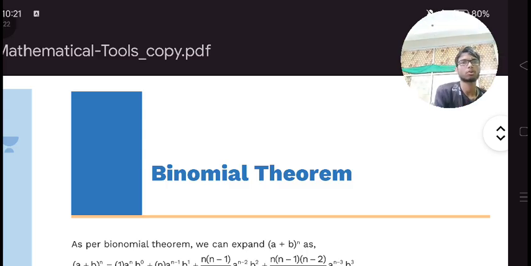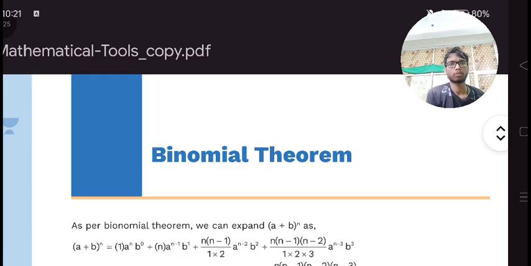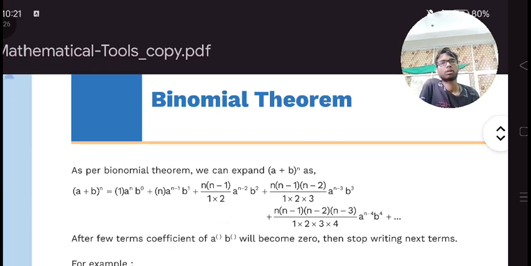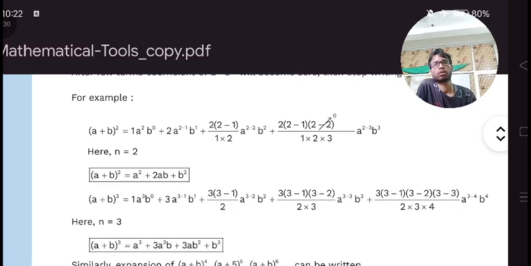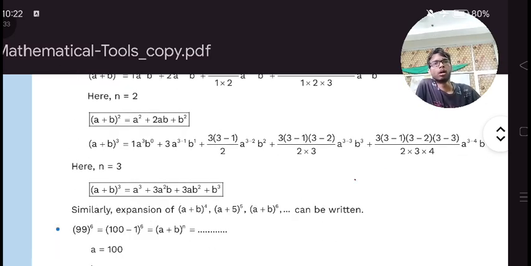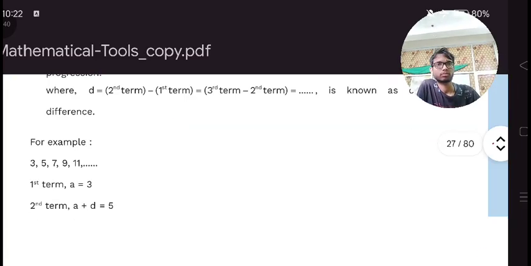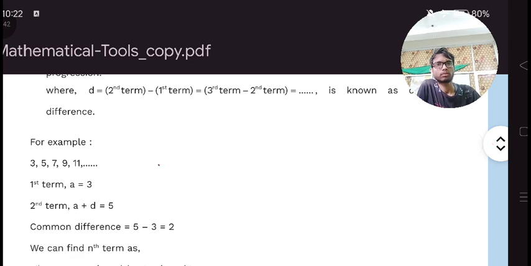Now let's explore something else. Binomial theorem. Arithmetic progression, let's explore. Yeah, arithmetic progression.